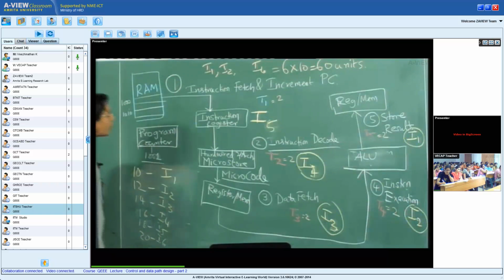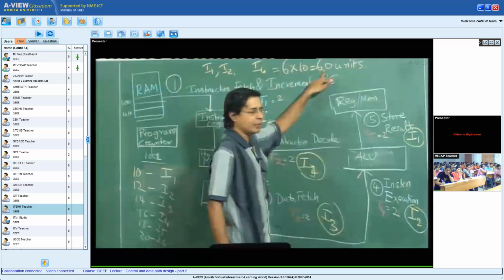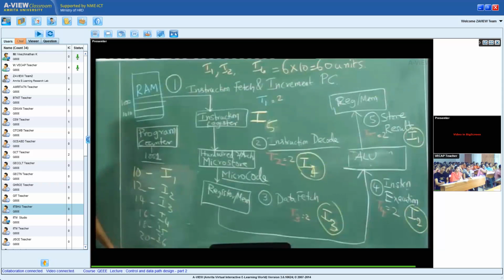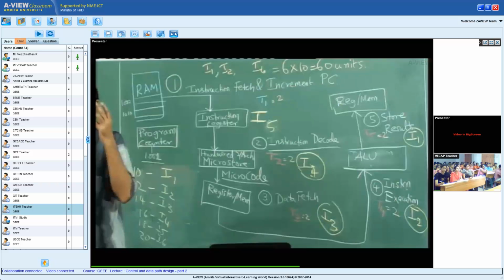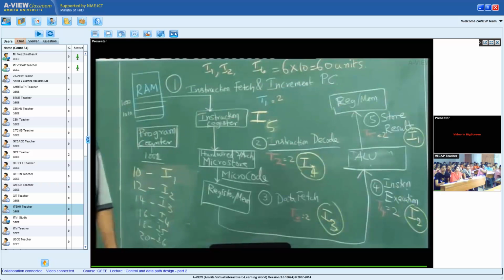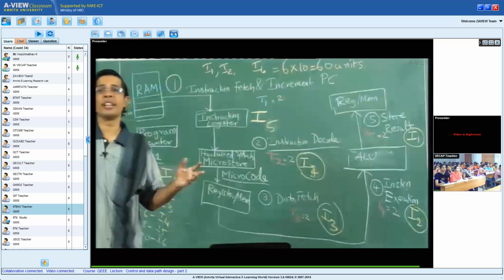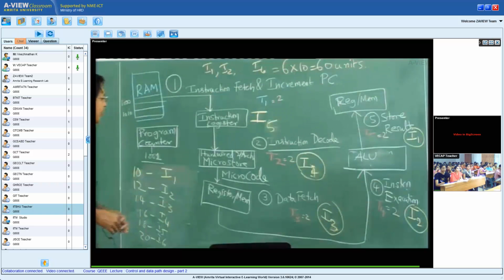So what took me 60 units of time is now going to take me only 20 units of time. So you immediately get a 3 times improvement in the performance, which is a very, very big achievement.